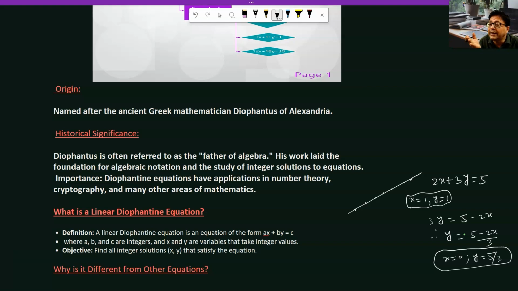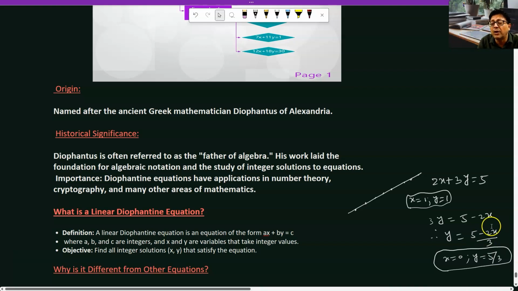A Diophantine equation will give you an integral solution of this form, x equal to 1, y equal to 1. And you cannot say that there is only one solution like x equal to 1, y equal to 1. Many solutions are there. You just go on putting some values of x and checking what values of y come. We can get many integer solutions.